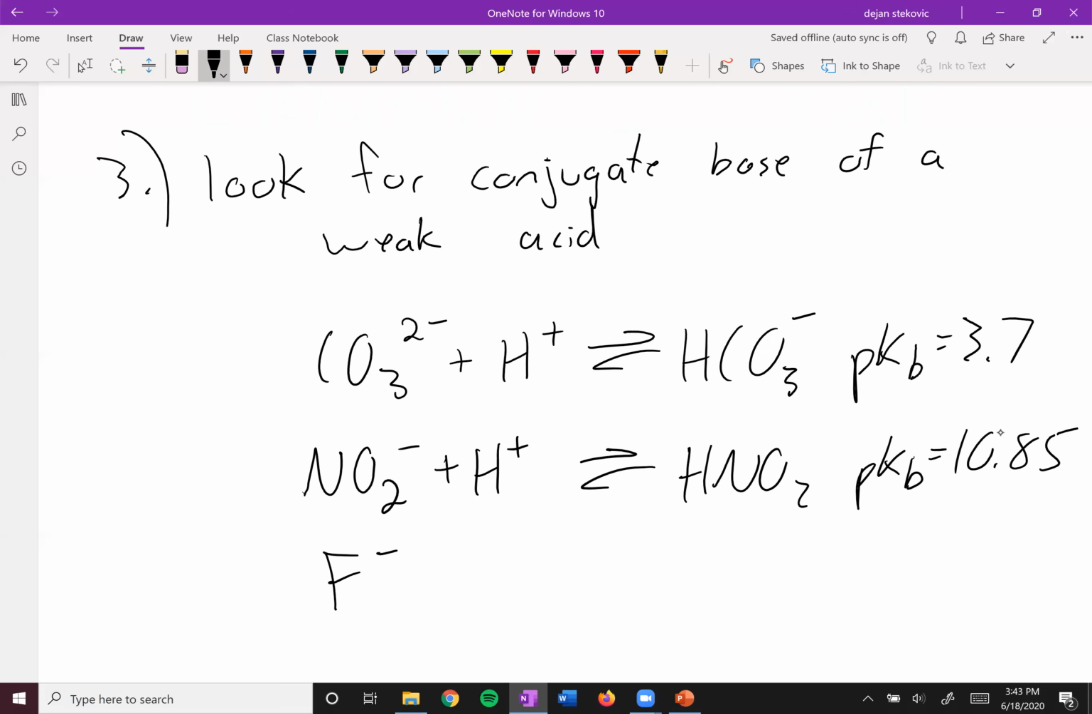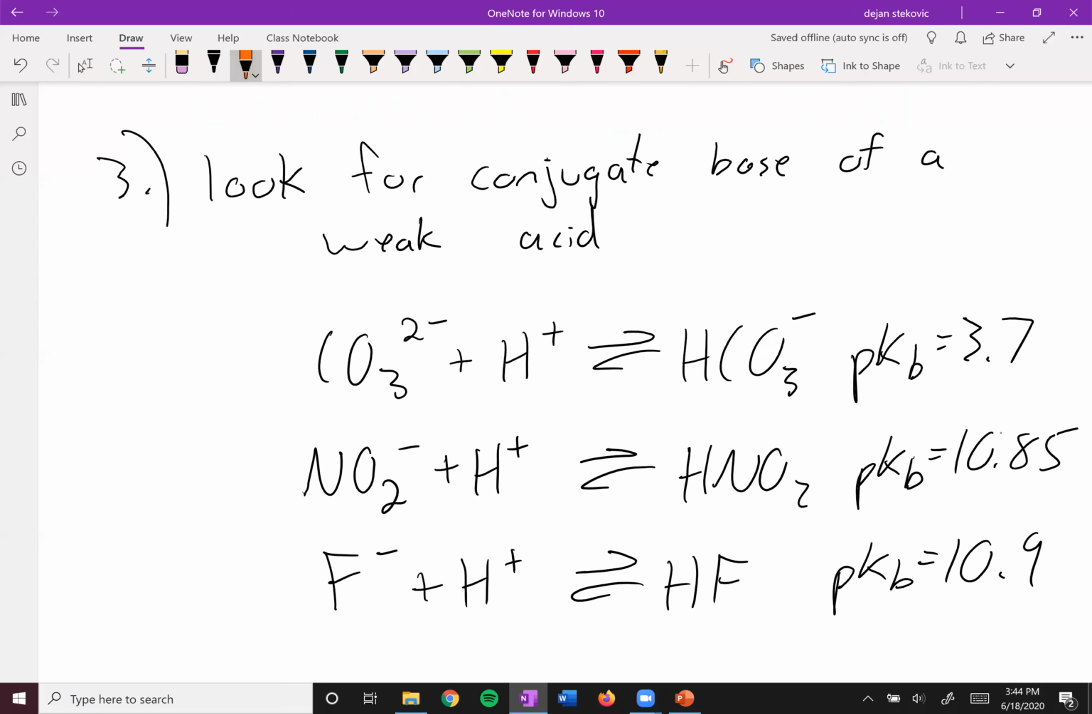And then F minus, the conjugate base of HF, a weak acid, can pick up an H plus and then form HF. This pKb here is equal to 10.9. And again, all of these are weak bases.